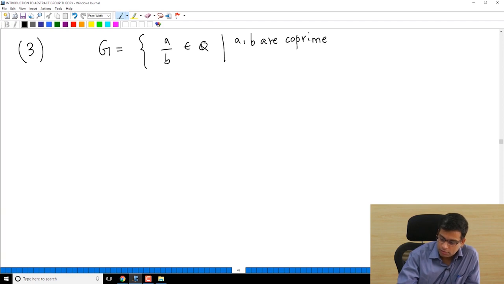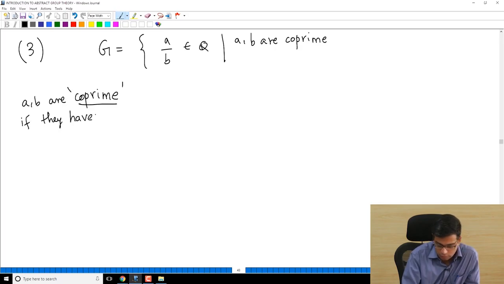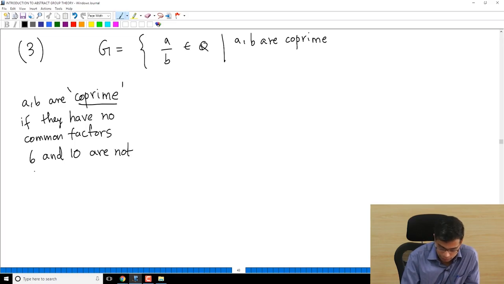Coprime means they have no common factors. We say that a and b are coprime. I am going to quickly define this in case you are not familiar with the word. They are coprime if they have no common factors. For example, 6 and 10 are not coprime, because 2 divides them.